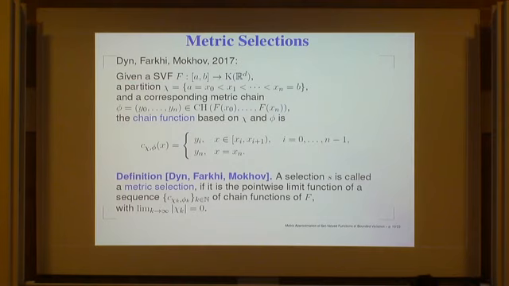So we take a partition. For example, here in this example, we take a partition. And then we connect metric chains within a partition. And of course, the result is not necessarily a selection, because you don't know what happens in between. But then we go with the measure of the partition to 0 and consider pointwise limits of all such functions. And these limits are called metric selections. So these are some kind of minimal selections.